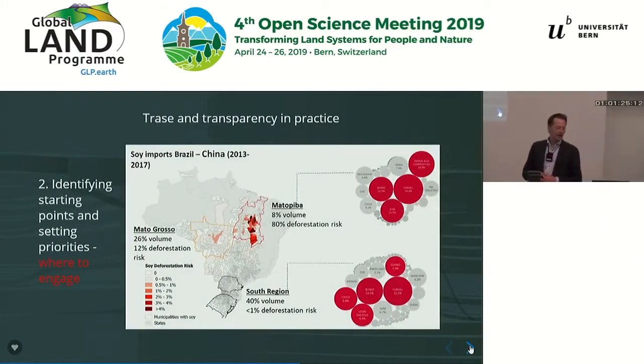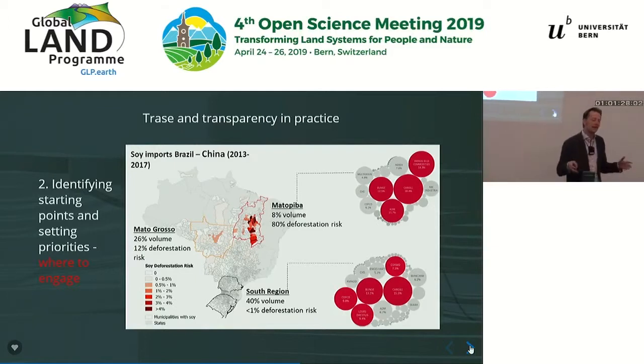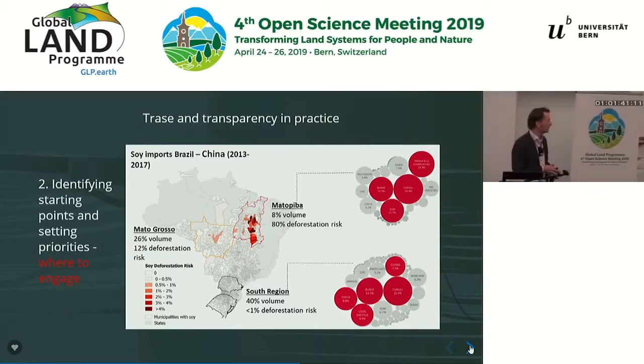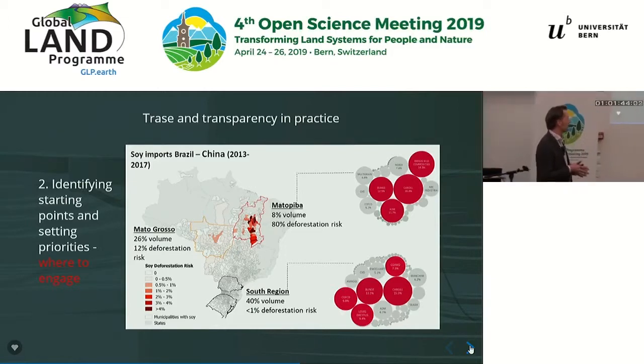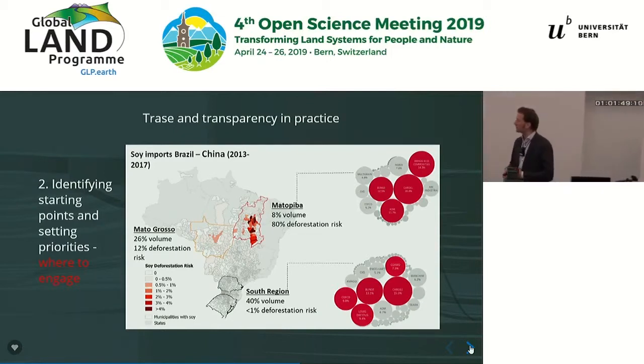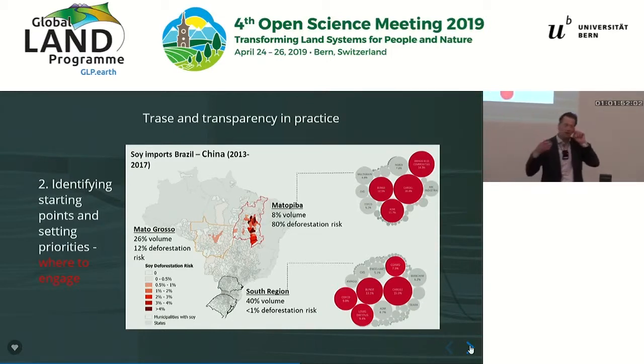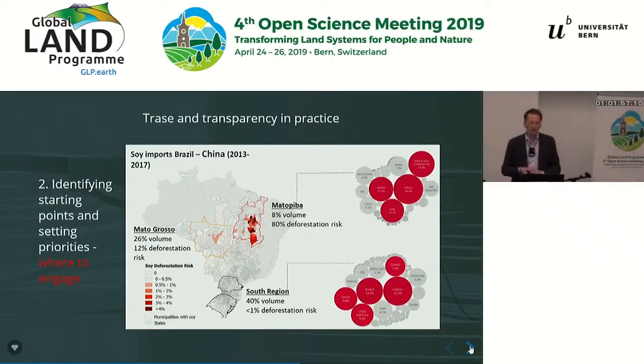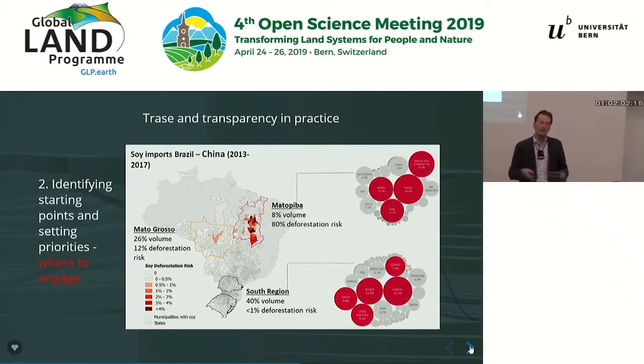Second, it allows us to start to identify, in terms of taking action and making choices about risks and about opportunities, jumping off points, where to engage. So in this case, we can see the supply chain of soy from Brazil to China, and it's not equal everywhere. Whilst China is sourcing 40% of its total soy from the south of Brazil, that only constitutes less than 1% of its risk, because the south of Brazil was deforested a long, long time ago. Whereas the Matopiba region, which is one of the fastest growing expansions of soy in the world, a Cerrado frontier, they only source 8% of their volume, but that's commensurate with 80% of their risks.